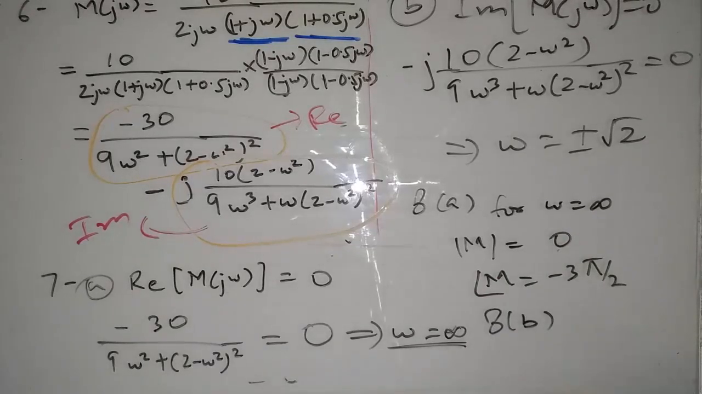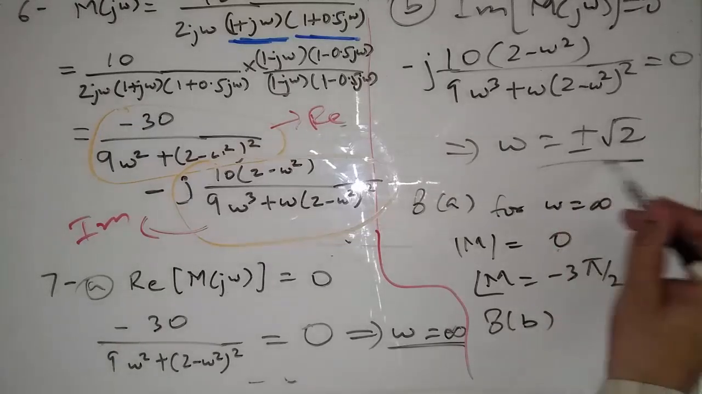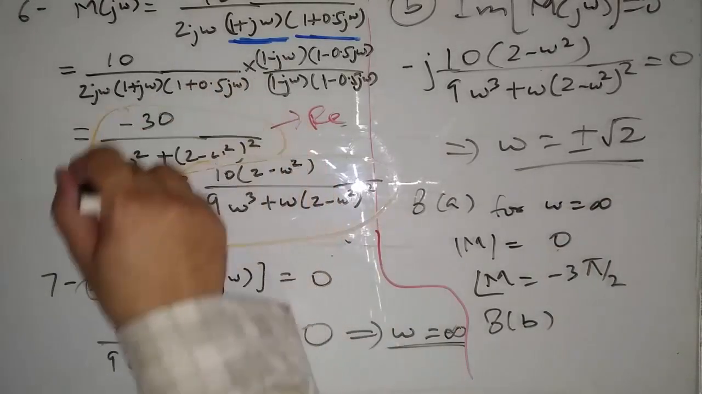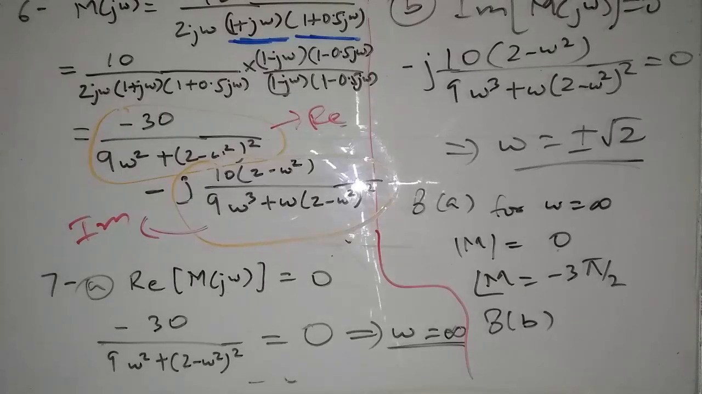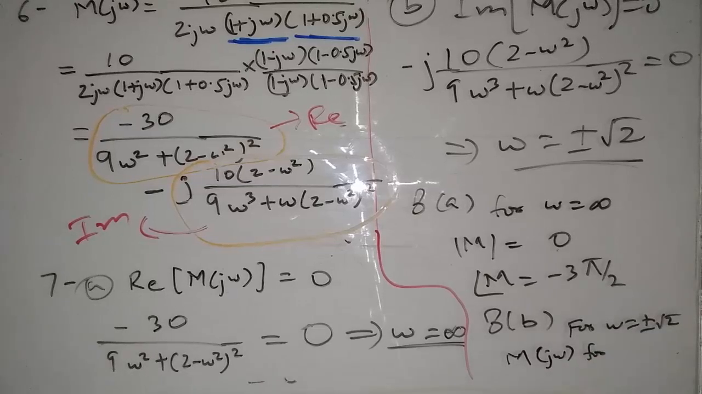For step 8b, we are going to compute the magnitude and angle. Sorry, we are going to find the values of M(jω) for ω equal to plus minus root 2, which is what we got for the intersection corresponding to real axis. If we put this into the real part, for ω equal to plus minus root 2, M(jω) comes out to be equal to minus 5 by 3.